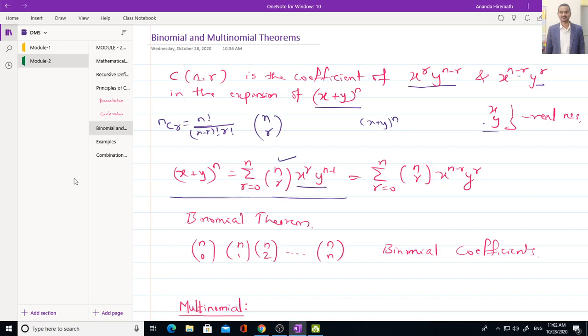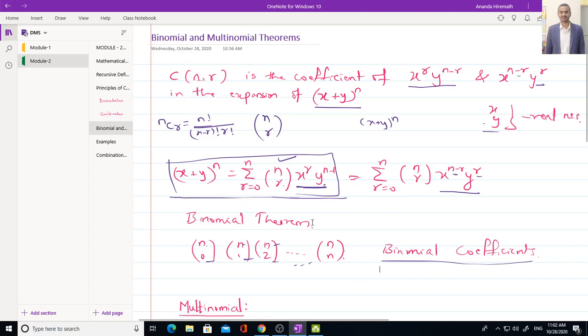Now nCr is the coefficient of x raised to r and y raised to n minus r, as well as the coefficient of x raised to n minus r and y raised to r. So in both cases it is the coefficient of these two terms. So this is called the binomial theorem. And this nC0, nC1, nC2, so on up to nCn, they are all called binomial coefficients. I hope you have understood what is binomial theorem.